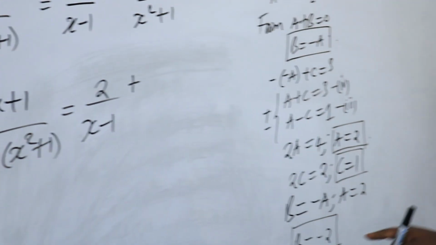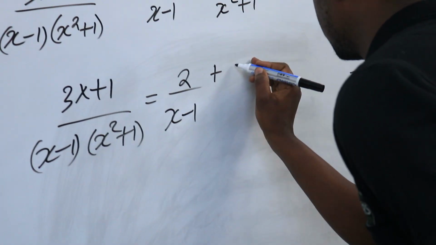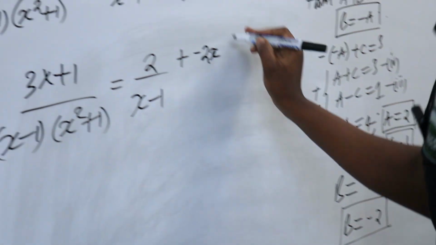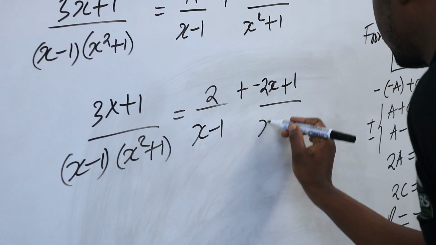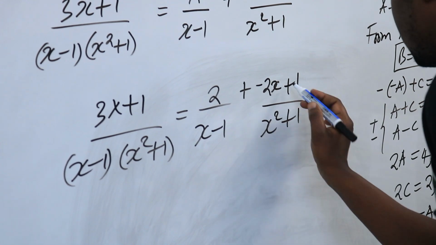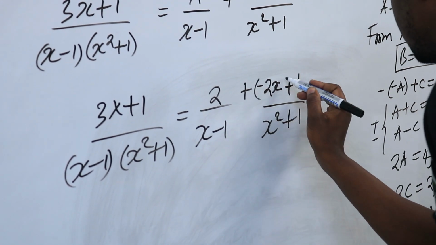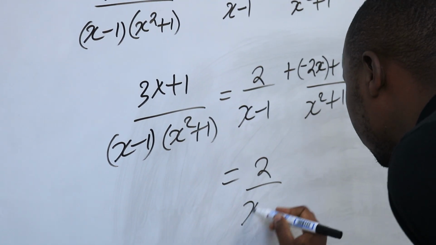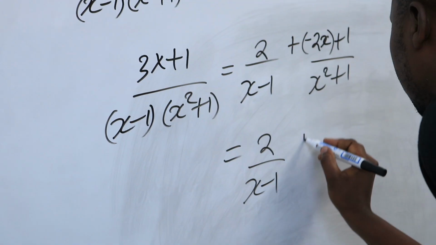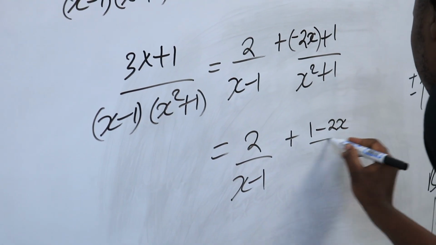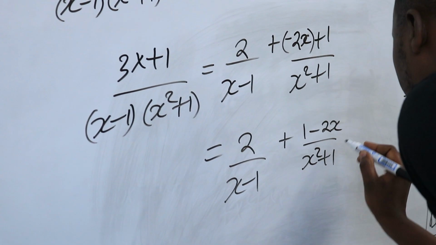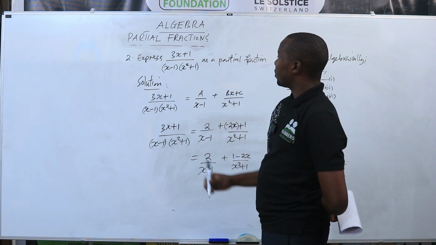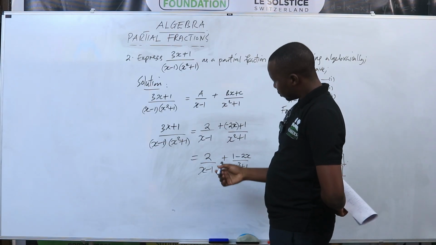Now we plus, the value of B is negative 2, so here it is negative 2x. Now the value of C is 1. So we plus here 1, then over x² + 1. So now here becomes the partial fraction. On further simplification, you can say it is 2 over (x - 1) plus (1 - 2x) over (x² + 1). Up to that point, you have expressed this complex algebraic fraction as partial fractions.